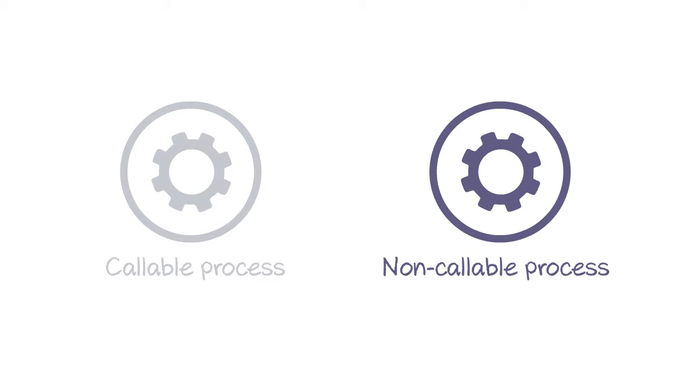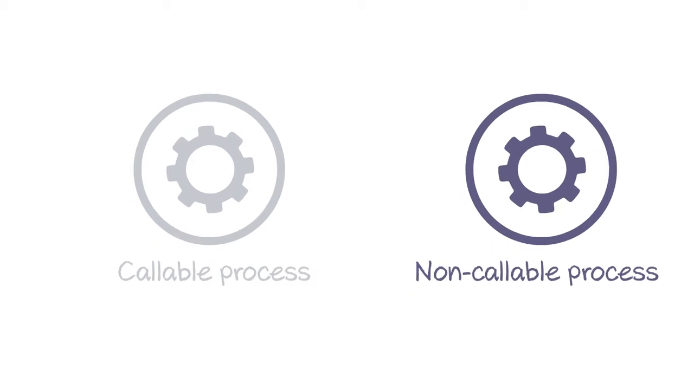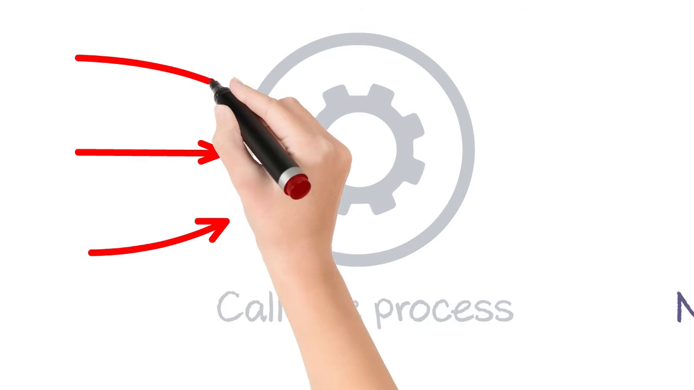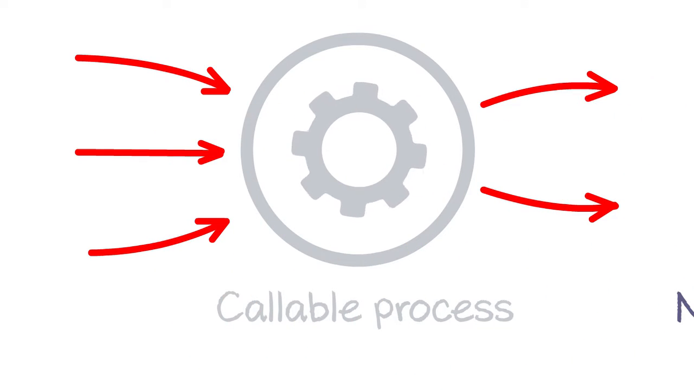On the other side, processes have only two types: callable processes and non-callable ones. Callable processes are those which can be called by other processes. Callable processes are built for doing a function designed by the assistant owner. Callable processes can take input parameters and generate some output parameters.